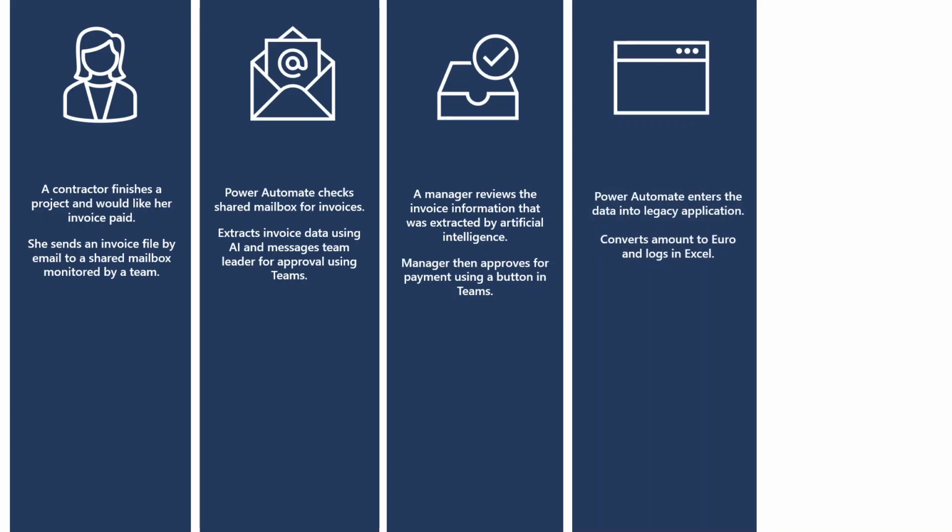Then Power Automate kicks in again, and this time it's using robotic process automation, using desktop flows, to data input the data into a legacy application, and does some things in Excel and does some things on a website.